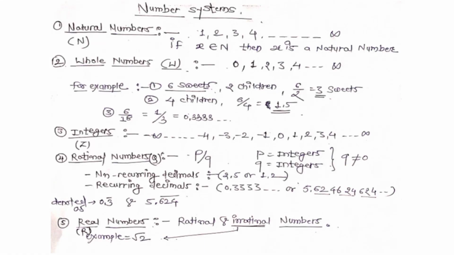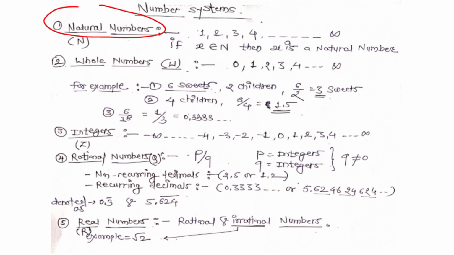Hello guys, today in this video we are going to see about the number systems. So, different types of numbers. There are five types of numbers. First one is natural numbers, second one is whole numbers, third one is integers, fourth one is rational numbers, fifth one is real numbers. So we will see one by one what is meant by the natural numbers.